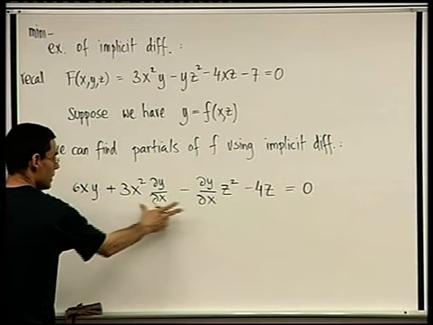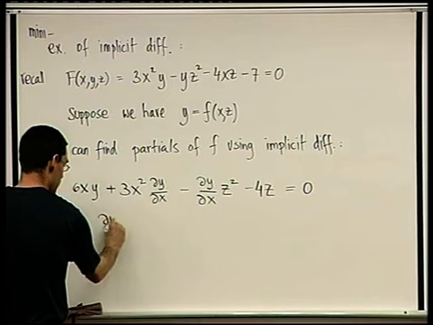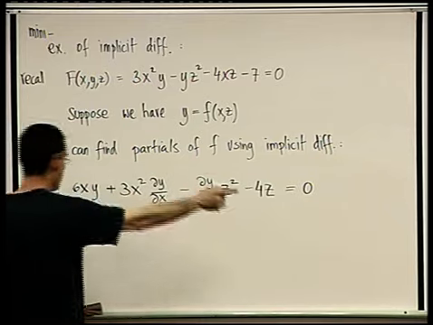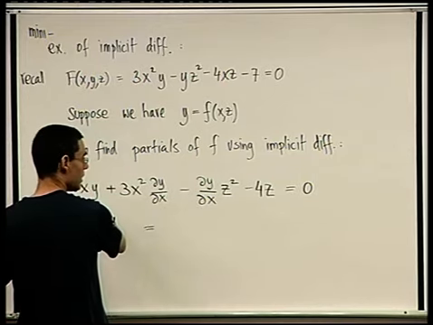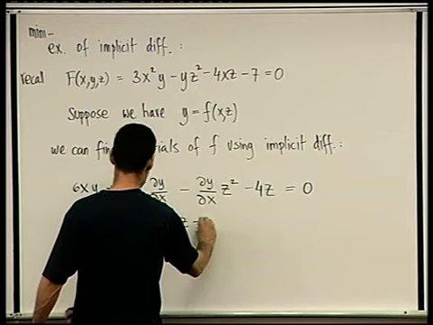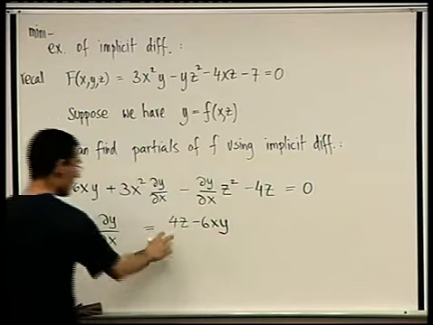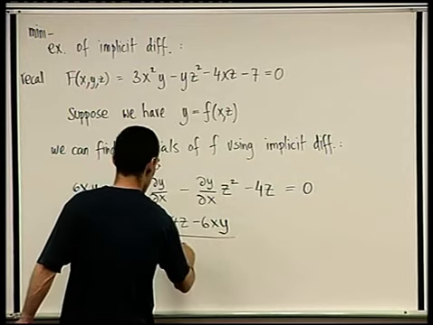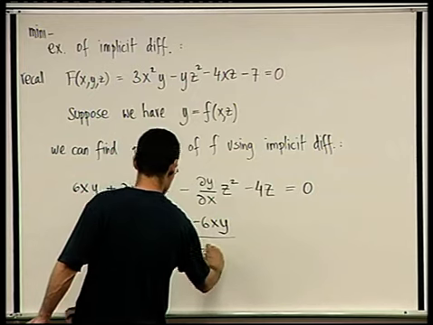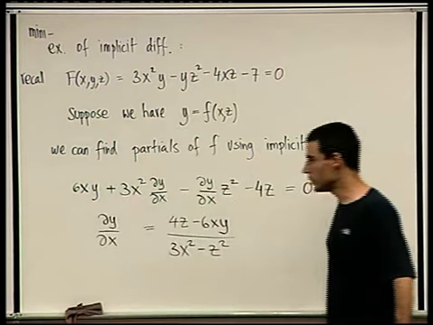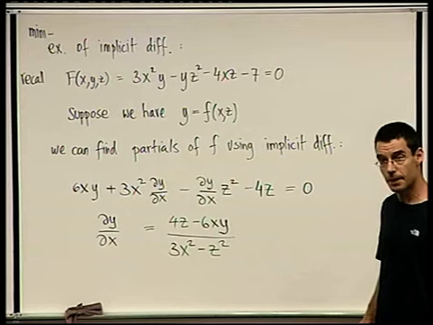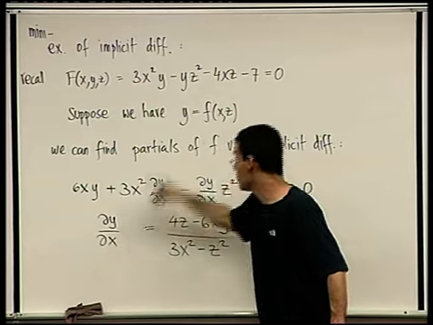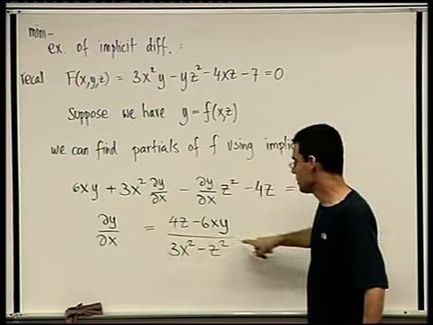I get these two, I can pull out dy/dx from, times, so let's throw the other ones to the other side. So I'm going to get 4z minus 6xy, and then I have dy/dx times this thing, so I'm going to divide out by it. 3x squared minus z squared. Do you agree? Clear? So I found the derivative of y with respect to x by implicit differentiation.